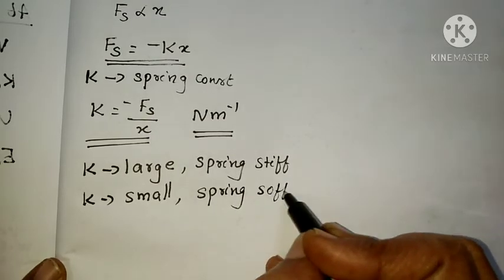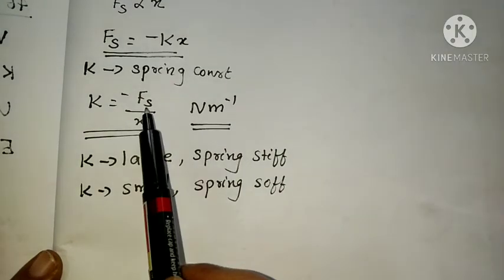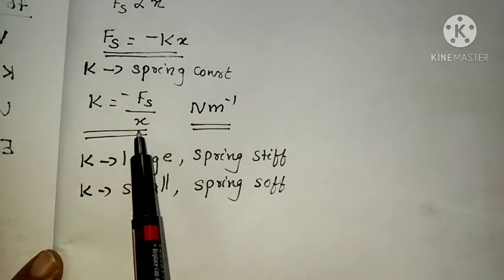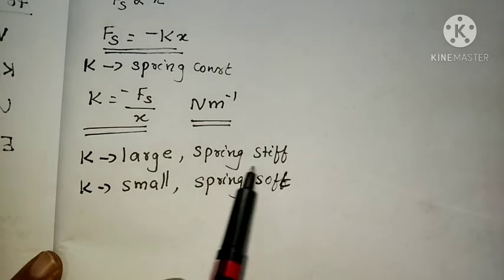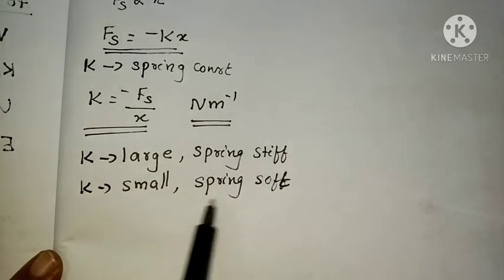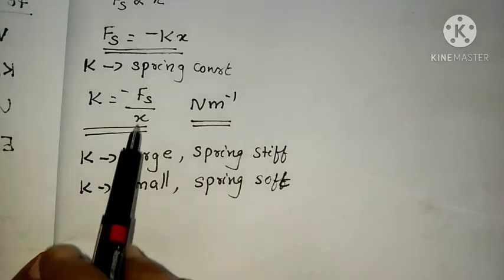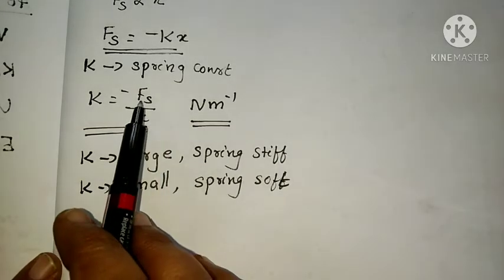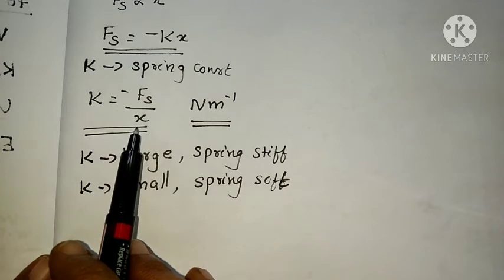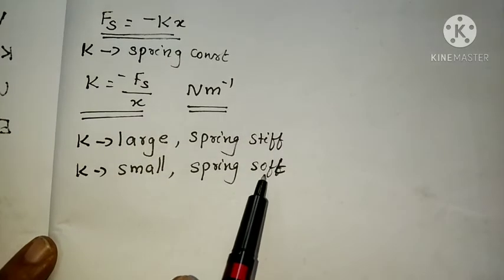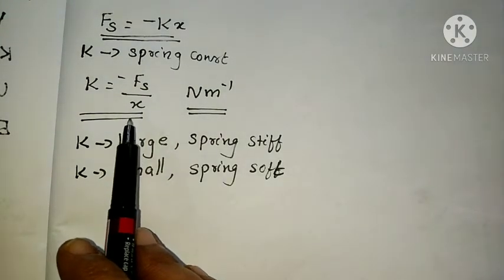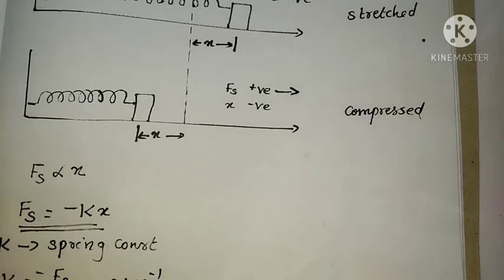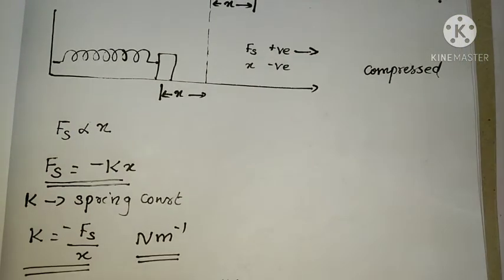Spring soft. So that means you have to apply a very small force to move the spring through a distance x, isn't it? So k is large, spring stiff. K is small, then spring soft. K large means spring stiff, which means you have to apply a greater force to move the spring through a distance x. If the spring is soft, you have to apply a small force to move the spring through a distance x. Clear?